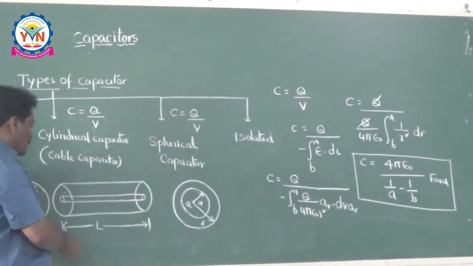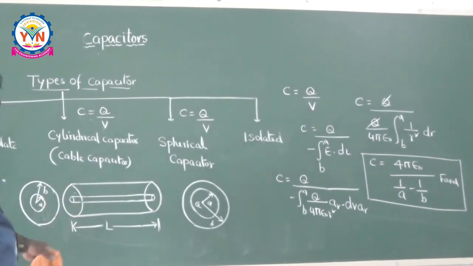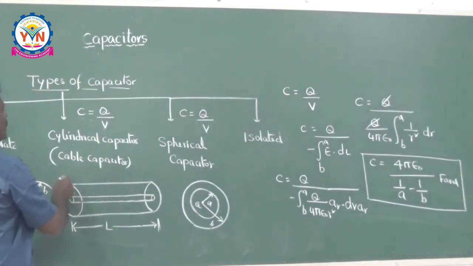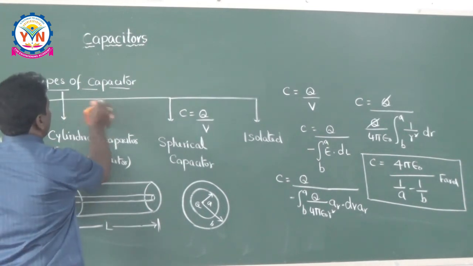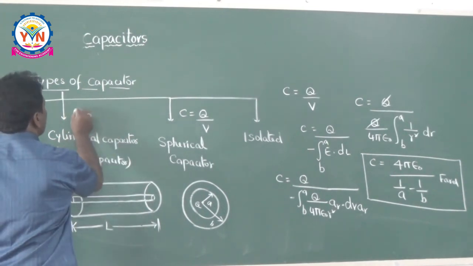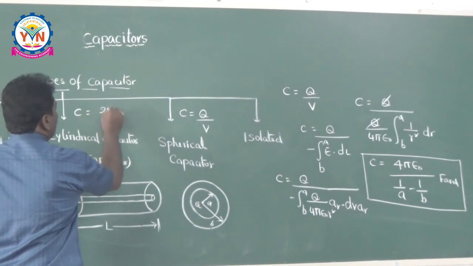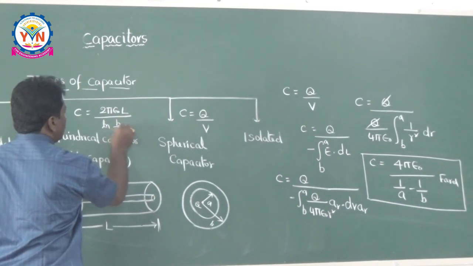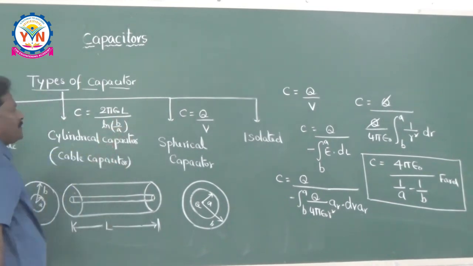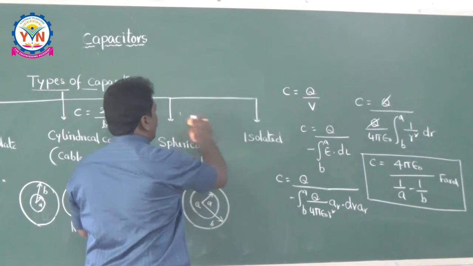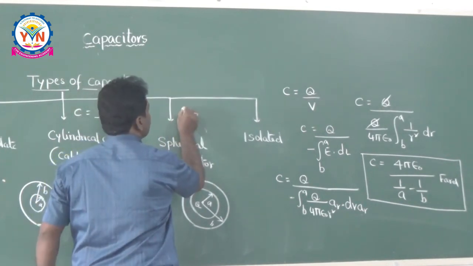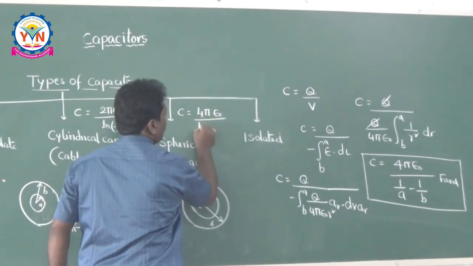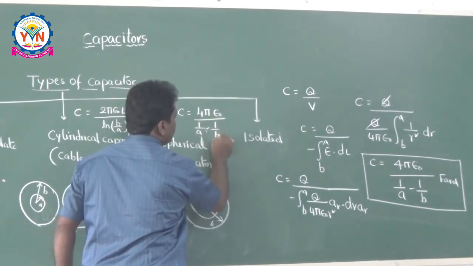So you got this. Just to summarize, for the cylindrical capacitor, C is equal to, how much did you get here? C is equal to 2 pi epsilon naught into the length of the cable divided by ln of B by A. This is the formula you got. Whereas for the spherical capacitor you got C is equal to 4 pi epsilon naught divided by 1 by A minus 1 by B.